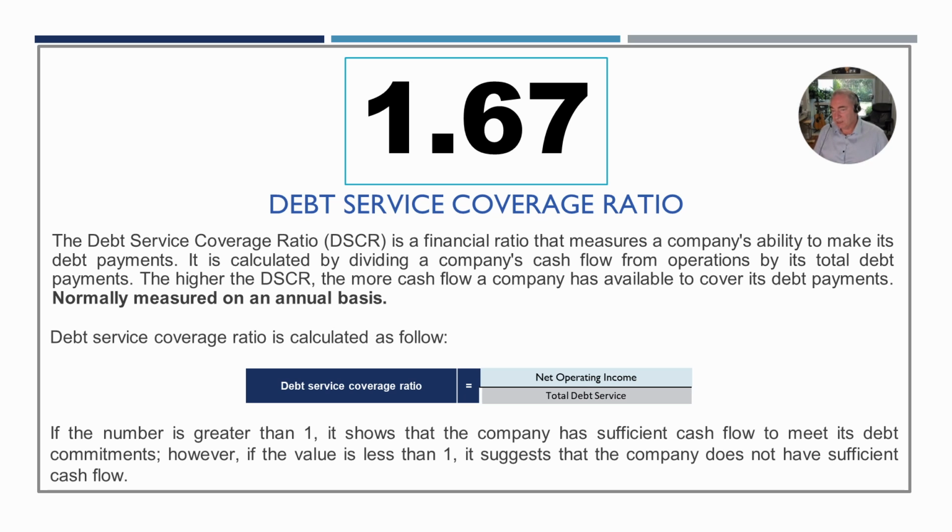Similar to the interest ratio, but now we're talking about debt itself. The debt service coverage ratio is a financial ratio that measures a company's ability to make its debt payments. It is calculated by dividing a company's cash flow from operations by its total debt payments. It's different because you've got debt, right? So you have principal and interest, and you've got to figure out your debt payments and interest payments. But if you looked at just the debt payments, then it would look like this: net operating income divided by total debt service. And that is going to give you a ratio.